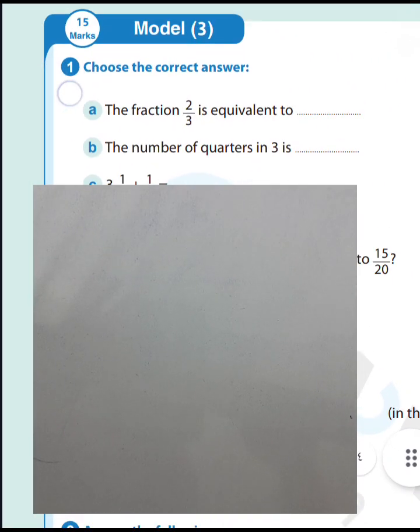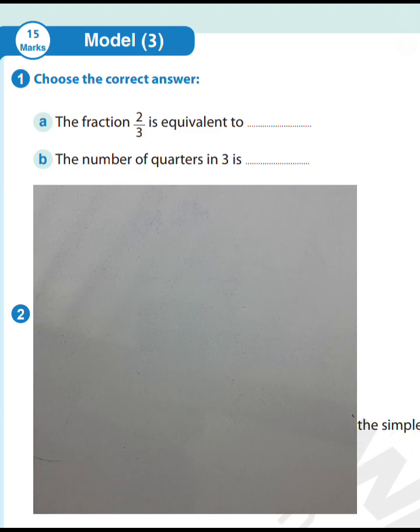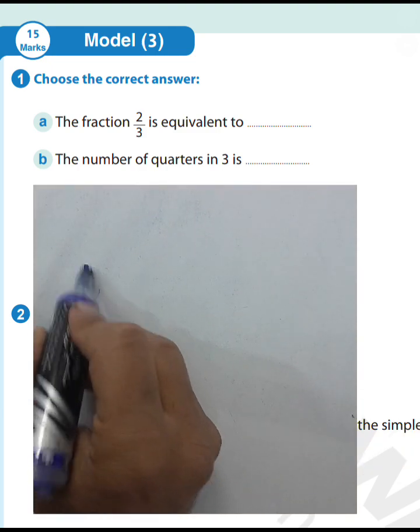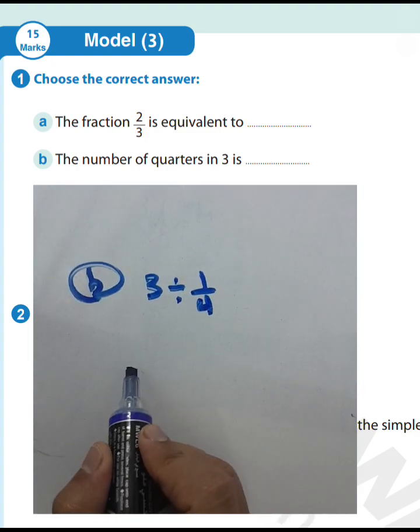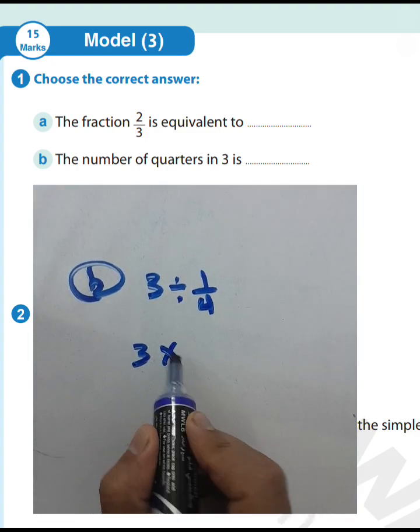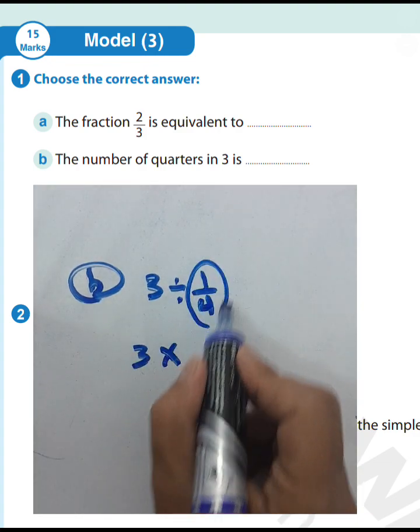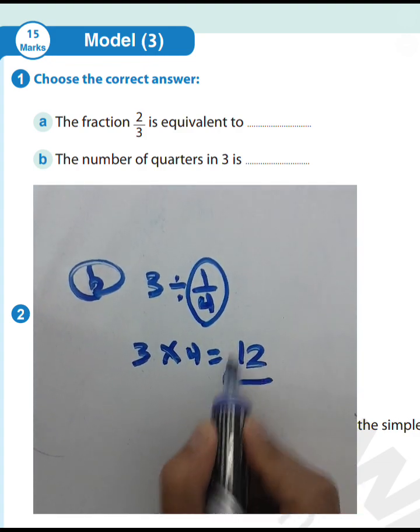The number of quarters in 3. How many quarters in 3? You can find the number of quarters in 3 by dividing 3 by a quarter. 3 divided by 1/4. Write 3 and convert from division to multiplication. Take the inverse of 1/4, it will be 4. And 3 times 4 equals 12.